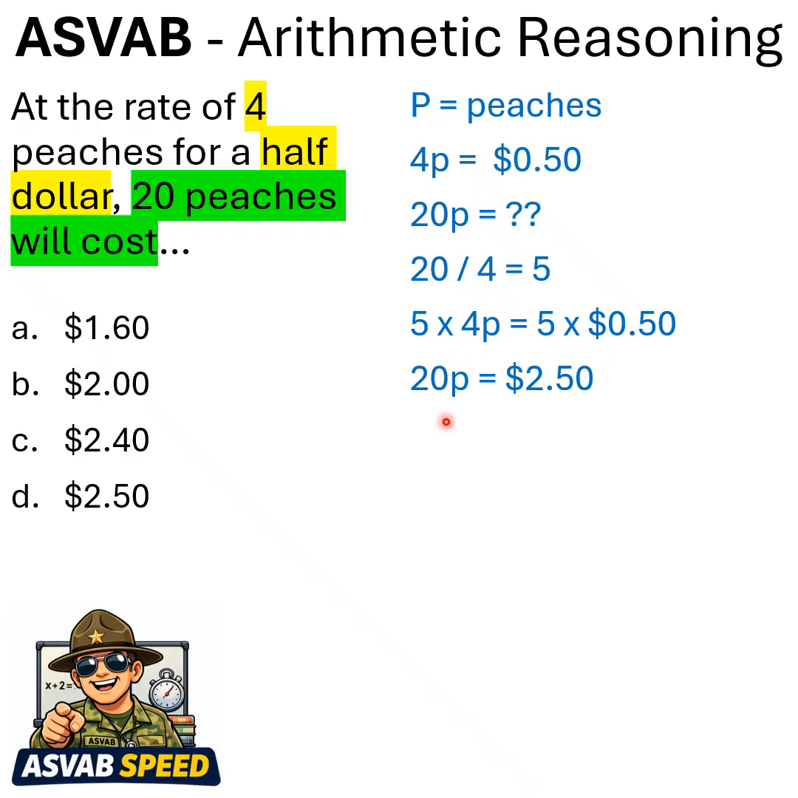5 times 4 is 20 peaches. 5 times 5 is 25. Move the decimal for 250. We look at the answers. Letter D, 250. That's your answer.